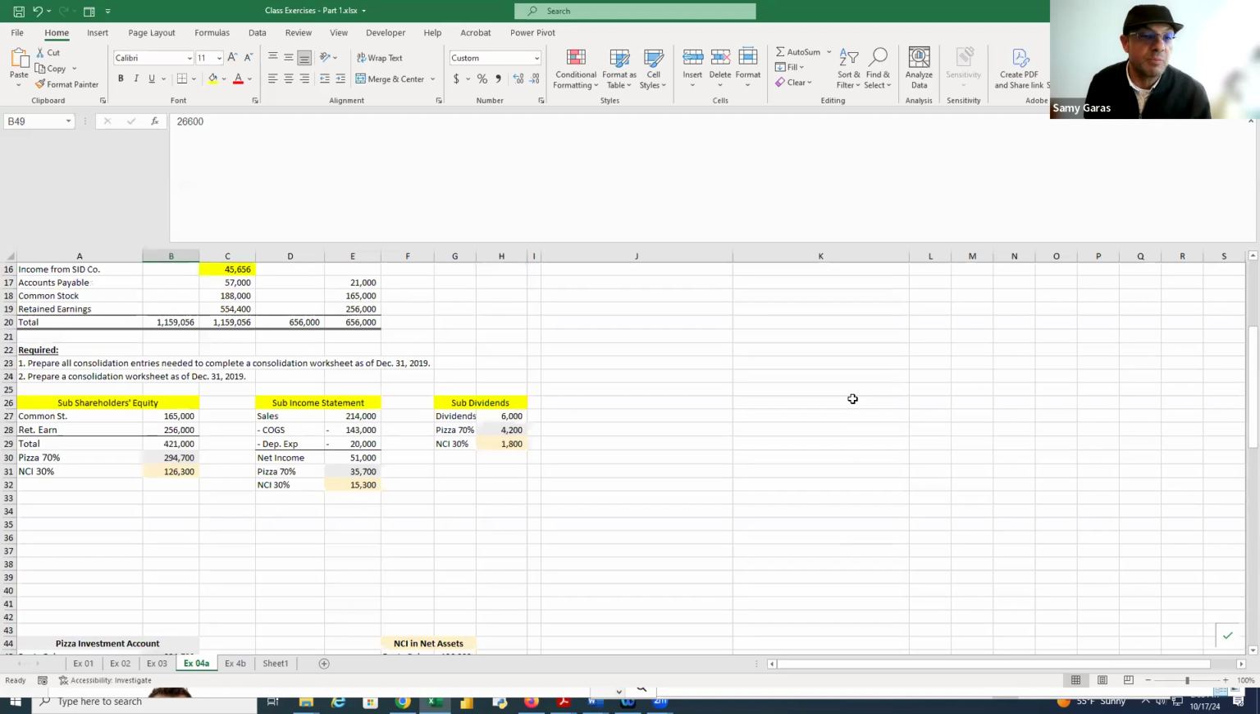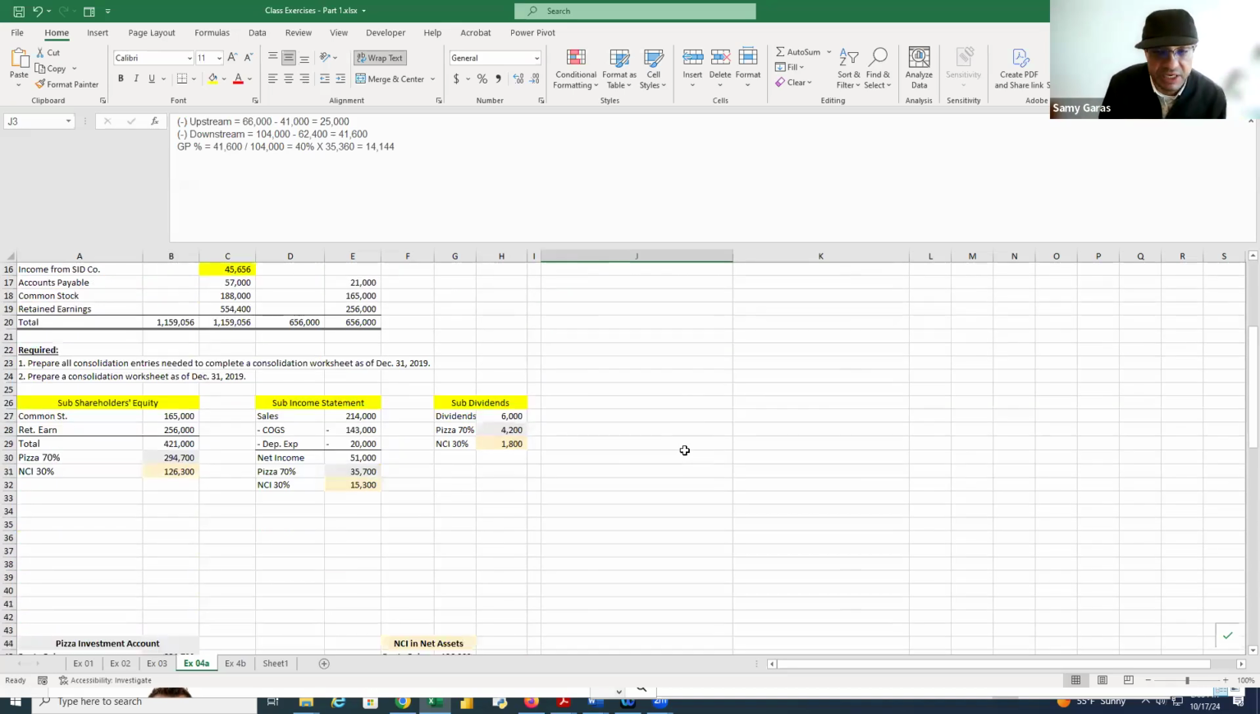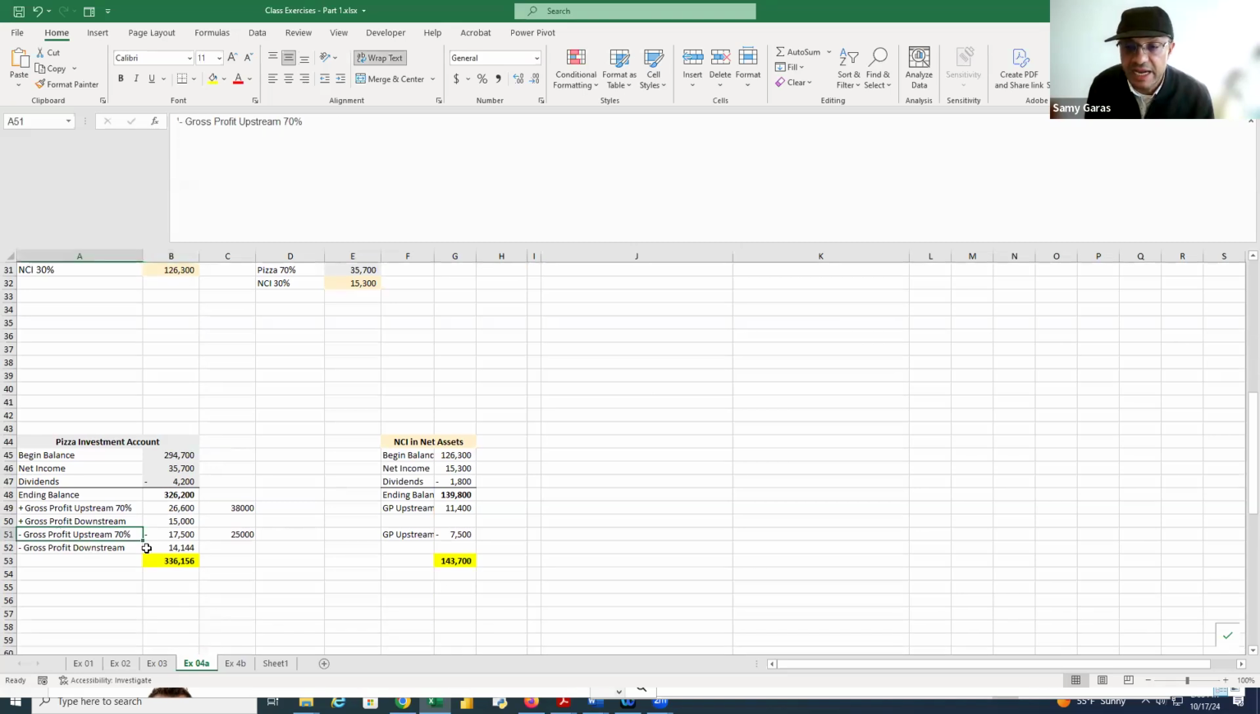38,000. From 2019, as you can see here, we have the upstream, we take 70% from the 25,000 and 14,144 for the downstream of the unrealized gain. And here you can see 25,000 times 70%, we get 17,500. And 14,144 will be the downstream portion.